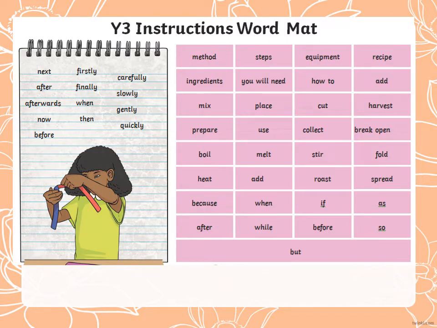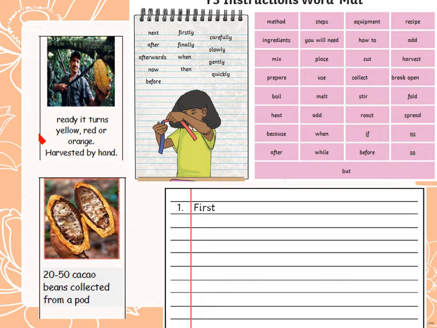Here's the word map in case you need to look at this again. This is what we're going to use to help us think of the content of our sentences. So I've got my word mat in front of me, and on the side I've got the first picture for the first step and the second picture for the second step. Those are the things that I need to look at.